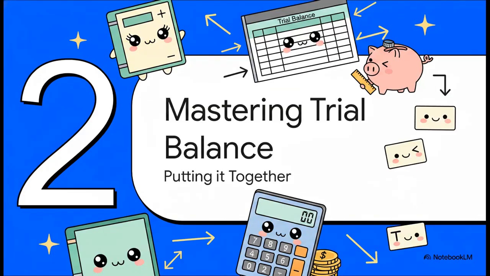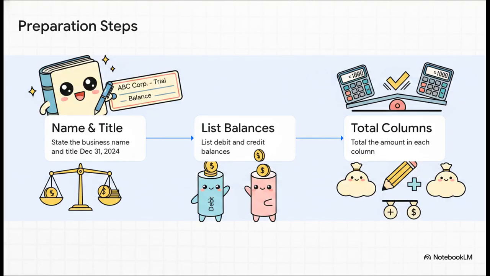Moving to Section 2, Mastering the Trial Balance. Now that our ledgers are balanced, let's actually build the thing. Preparing it is a breeze if you follow these 3 steps from the notes. First, state the business name and title with the date. Second, list your debit and credit balances in their proper columns based on that golden rule. And third, just total each column up.